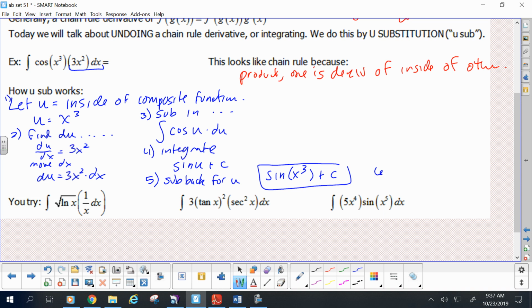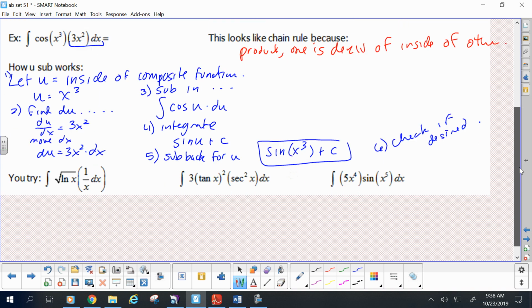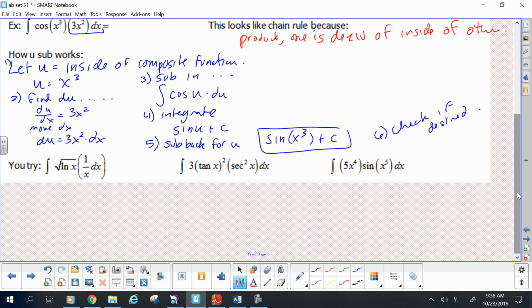If you wanted to, step 6 would be check if desired. If I did a derivative on that to check, isn't it a chain rule derivative? Derivative of the outside is cosine, with the inside the same, x cubed, but then times the derivative of the inside, which is 3x squared. Seems to work just fine. You see what I'm saying? Okay, try this one on your own or with your math amigos.